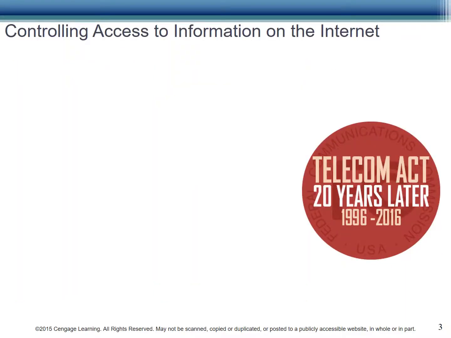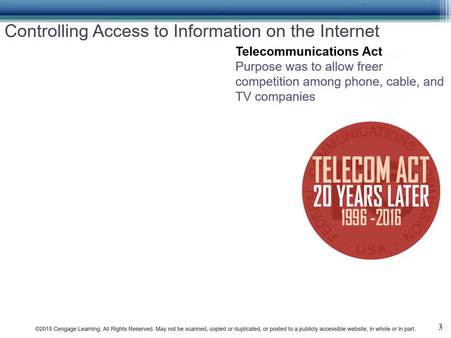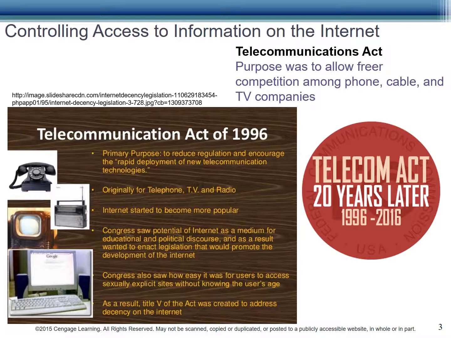As the Internet began to grow, people realized that there might be a need for someone to control how information was accessed on the Internet. Thus, the Telecommunications Act was passed in 1996. Its purpose was to allow better, more open competition among phone, cable, and TV companies. It was supposed to reduce regulation and encourage new business growth. It was originally for TV, telephone, and radio.